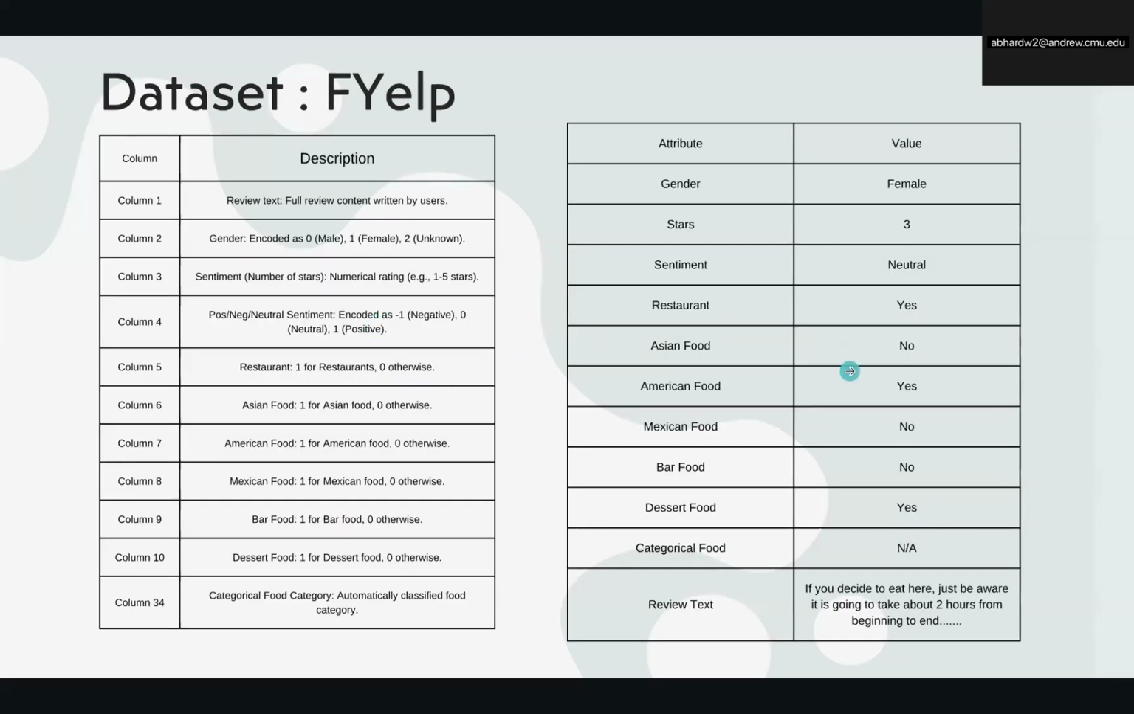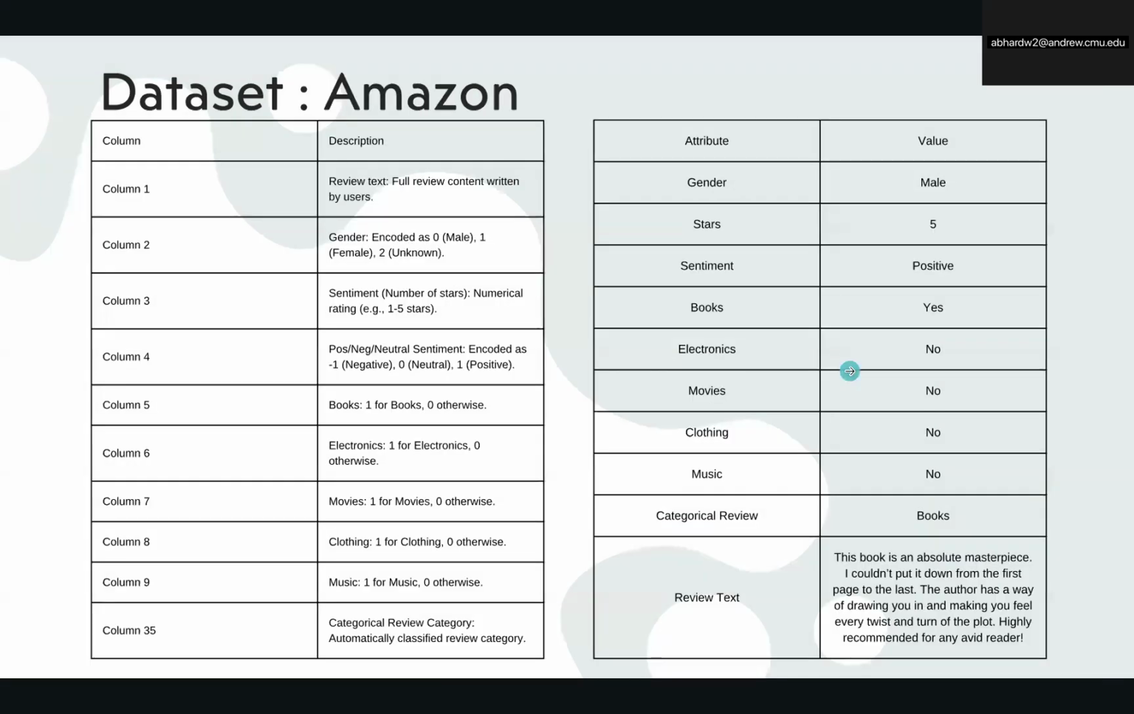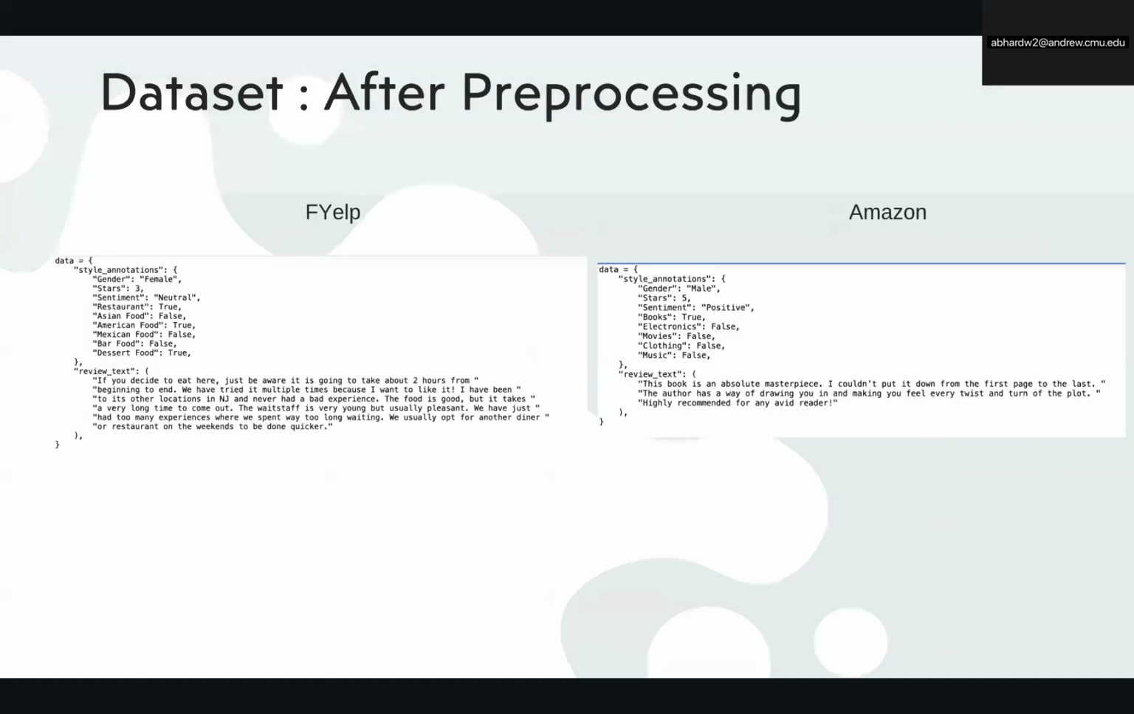And this is an example of how the data was populated. Similarly, for Amazon, this column was the most important one, and this is the example which was present in the dataset. We pre-processed the data so that it could be readable by a transformer and converted it into a string. Over here, we have given a dictionary so that it is more readable.